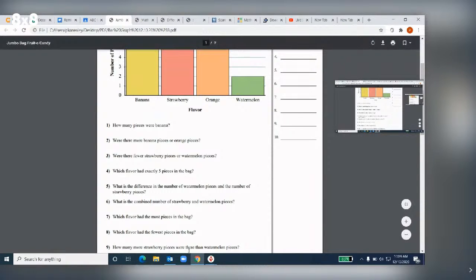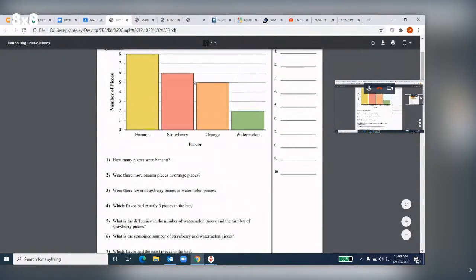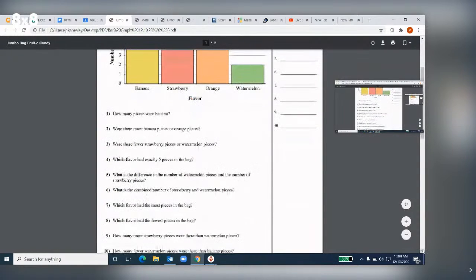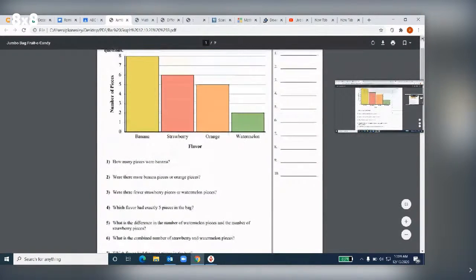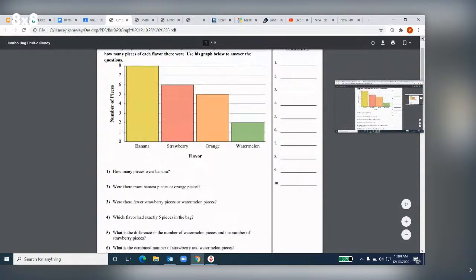And then how many more strawberry pieces were there than watermelon pieces? So strawberry, we see we have 6. Watermelon only has 2, so that's going to be 4 more pieces. And how many fewer watermelon pieces were there than banana pieces? So watermelon has 2 and banana has 8, so it's going to be 6.